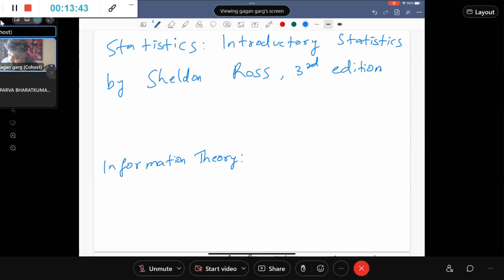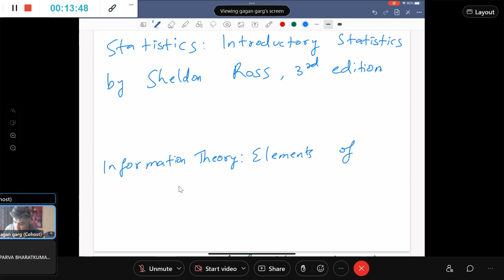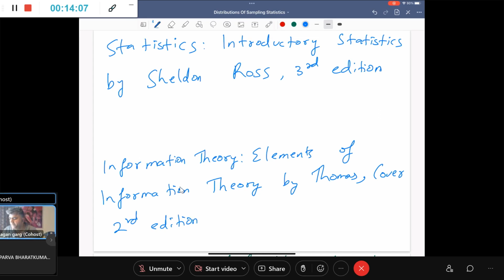For information theory, we will be following the book called Elements of Information Theory by Thomas and Cover, the two authors. I'll be following the second edition for this. The second edition is quite old, I think about 10 years old, so you should be able to get it without much difficulty. Okay, so these are the two topics that we will be covering.